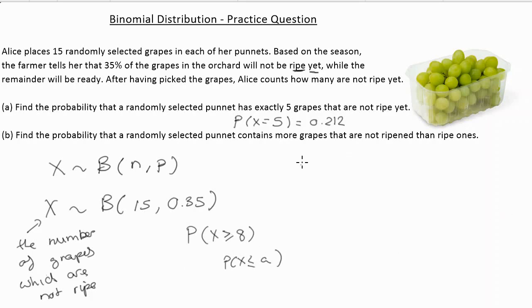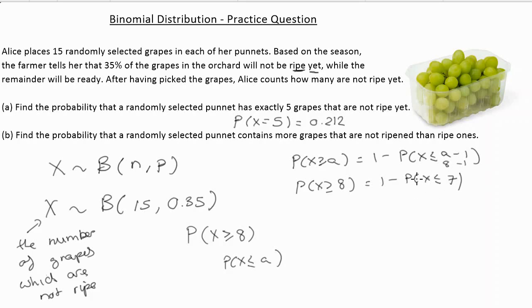Now there's a formula that you need to remember, which says that the probability of x is greater than or equal to a is equal to 1 minus the probability of x is less than or equal to a minus 1. So we're going to use this formula now. The probability of x is greater than or equal to 8. So a is 8. It's going to be 1 minus the probability of x is less than or equal to. As a is 8, I could just replace that with 8. So 8 take away 1 would put 7 here.